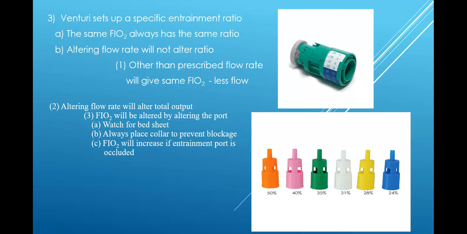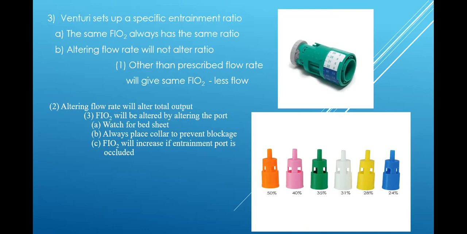The oxygen itself, the FiO2 itself, has its own ratio. We're not talking about total flow, I'm just talking about the ratio. The ratio for 40% FiO2 is always gonna be 3 to 1, okay? I forgot which other one it was, it was 1 to 1. 60% always 1 to 1, no matter what. So that's what they're showing. They're saying altering the flow rate has nothing to do with the air entrainment ratio.